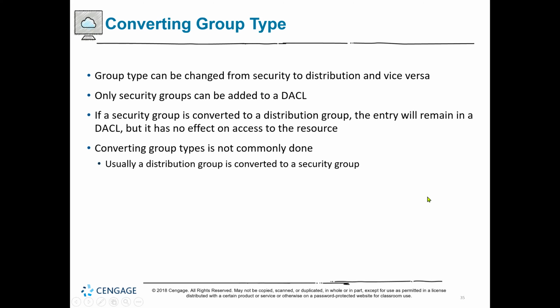Converting group type. Group type can be changed from security to distribution and vice versa. Only security groups can be added to the DACL. If a security group is converted to a distribution group, the entry will remain in the DACL, but it has no effect on access to the resource. Converting group types is not commonly done. Usually a distribution group is converted to a security group, so usually it's not the other way around. And a lot of times, instead of converting them, they just make something new because they don't want to mess up stuff.